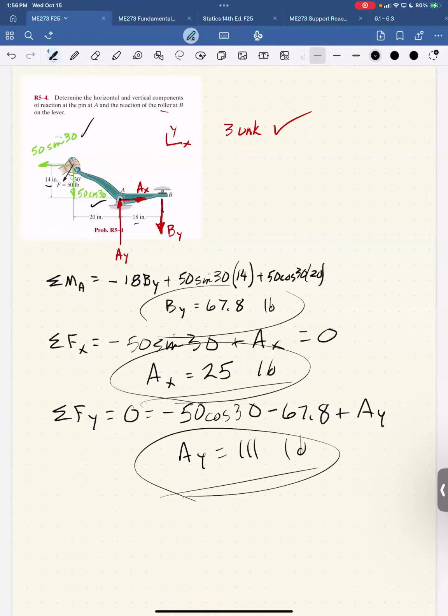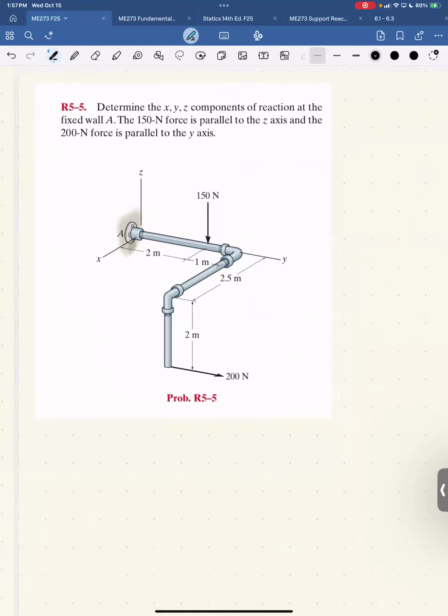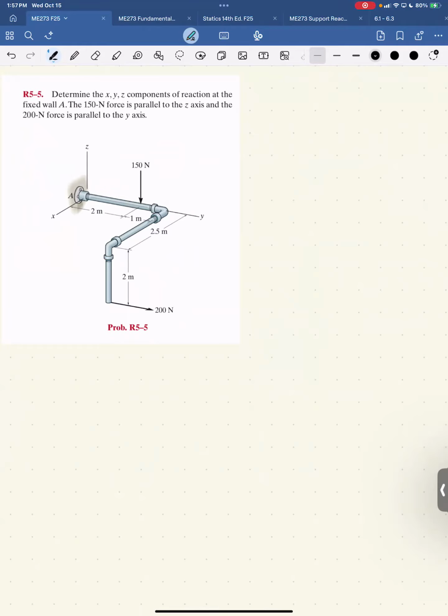3D. So 3D ones, they're more difficult, they have more unknowns. And there's that funny business where you need to figure out the sign of the moments in the 3D problem. There's two ways to do that. We'll talk about that. So XY components at the fixed wall A.